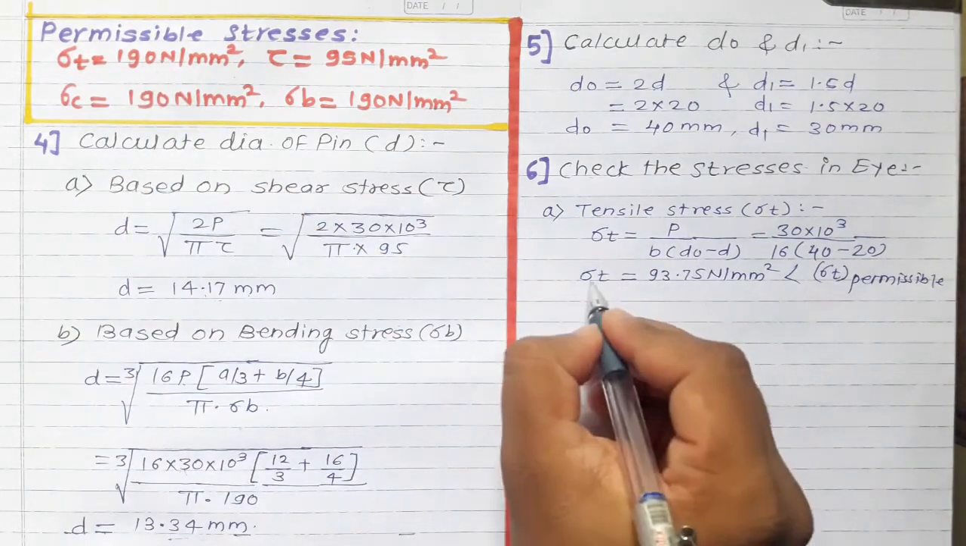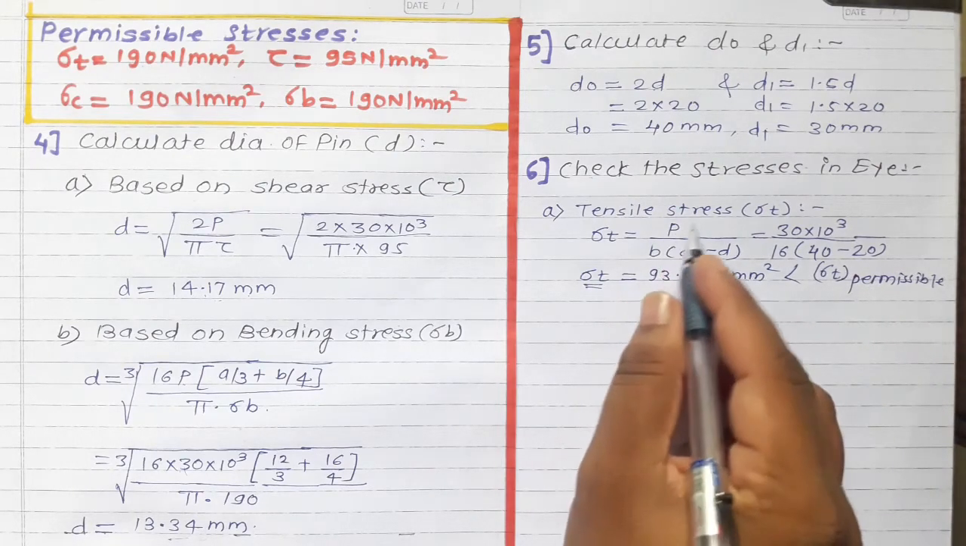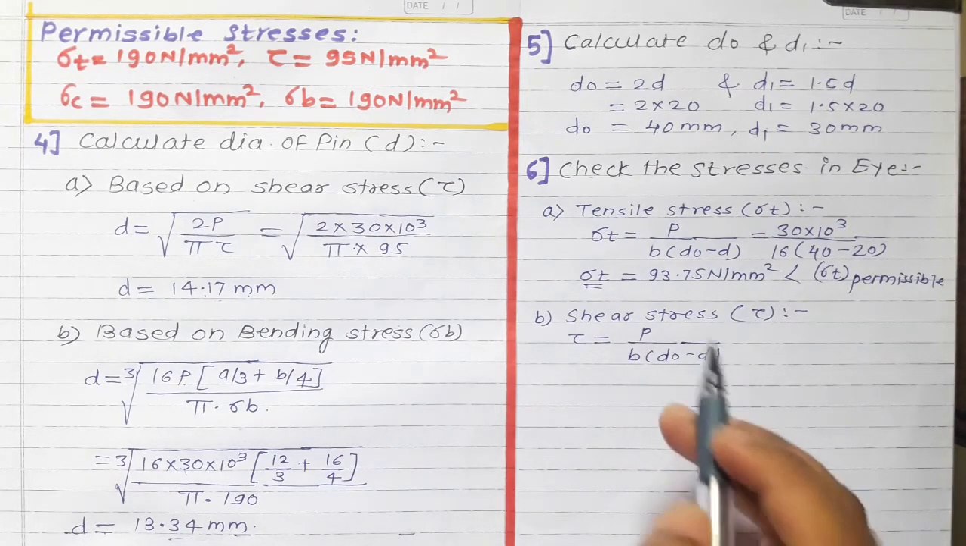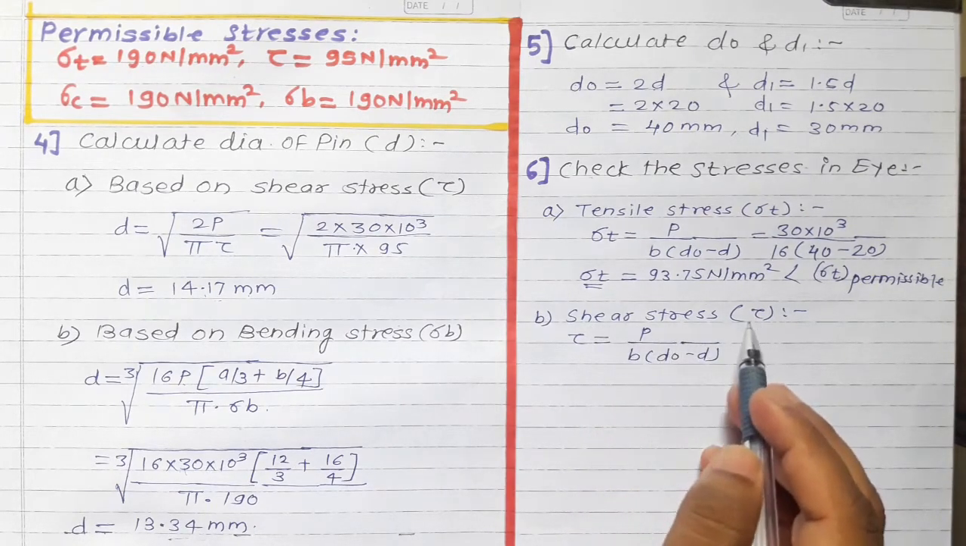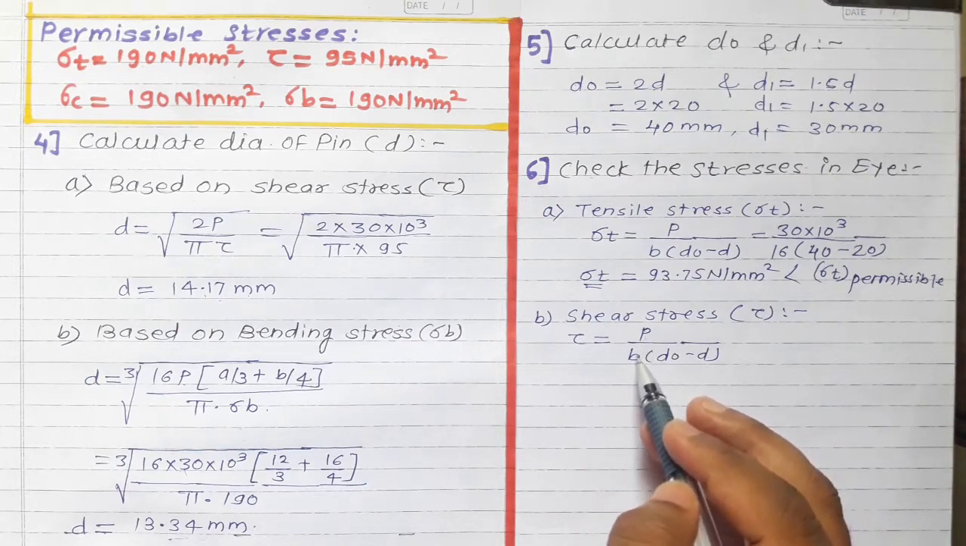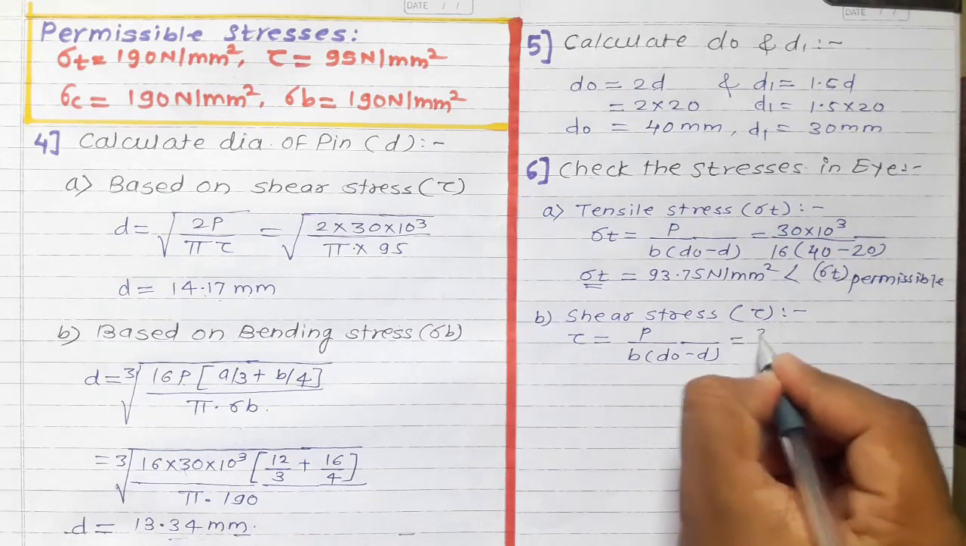So this induced tensile stress sigma t is less than permissible tensile stress, that is 190 Newton per mm square. Therefore, we can say that design of eye under tensile stress is safe. Now let us check the shear stress tau in the eye. So equation of tau, that is induced shear stress in the eye, is P upon b into D0 minus d. Let us put the value of P.